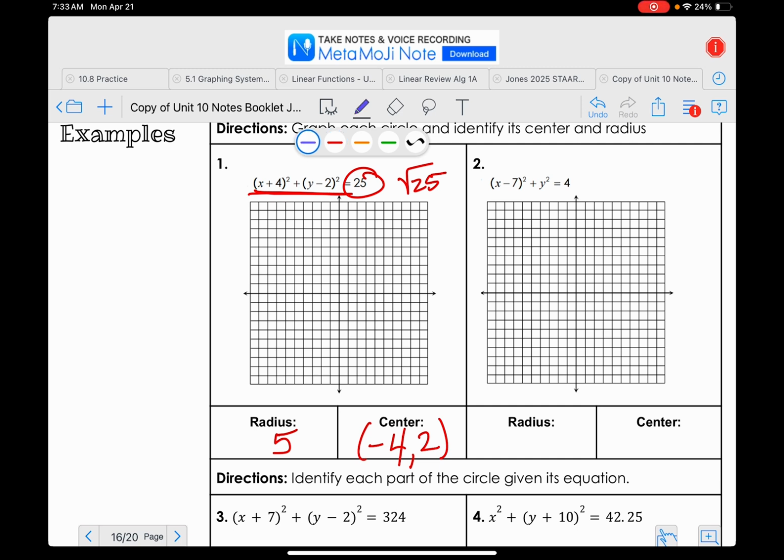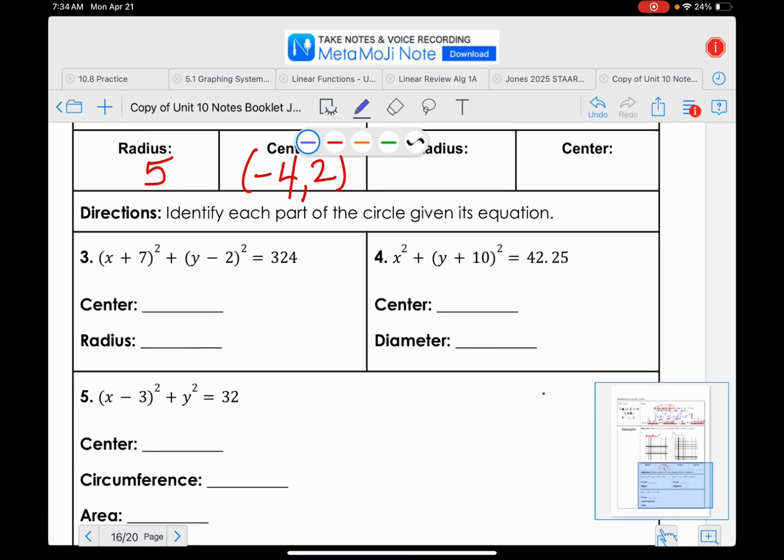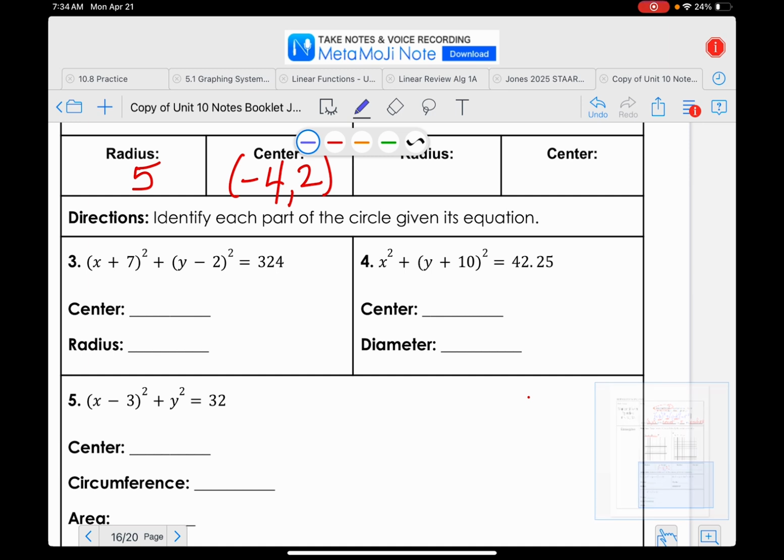Now let's graph it. Let's put the center, and then let's count 5 in each direction for the radius, and then let's just sketch a graph. Mine's not going to be beautiful. All right, let's look at this one here, number 4.